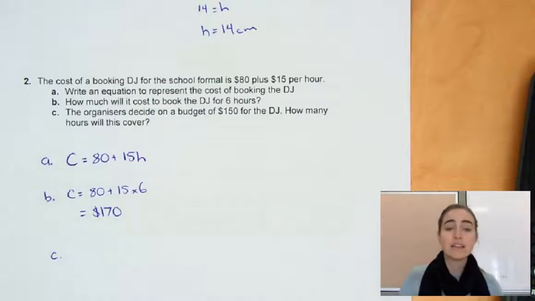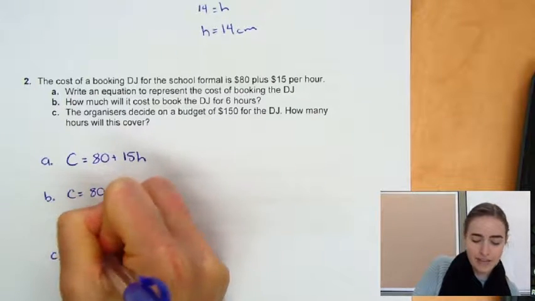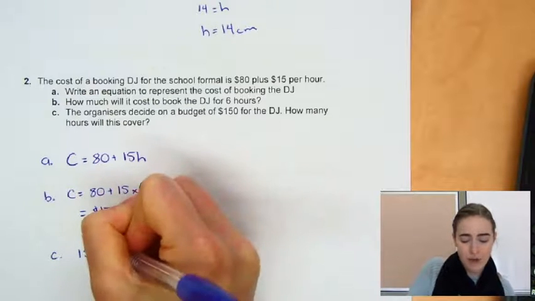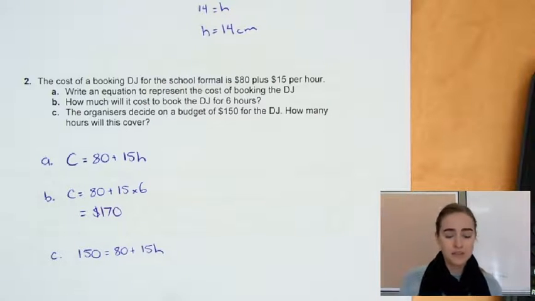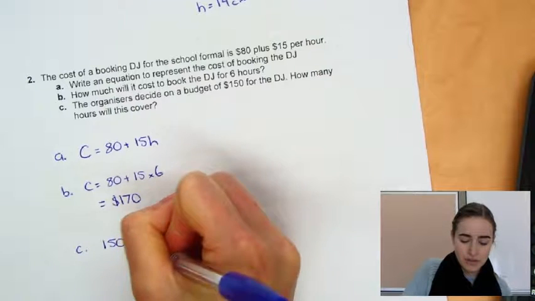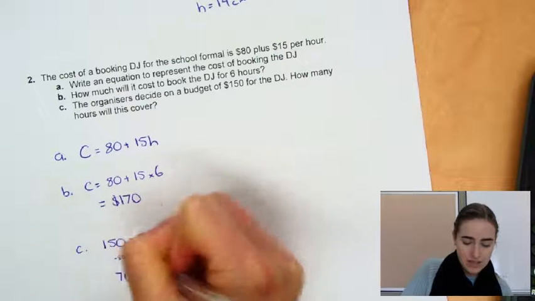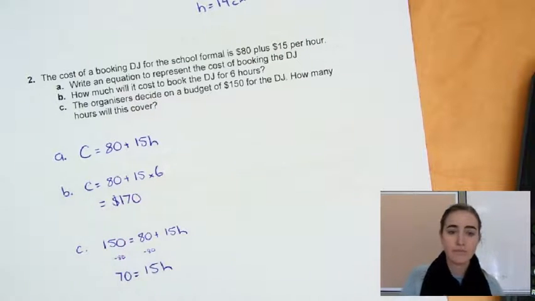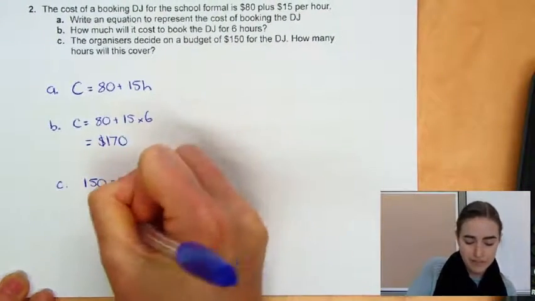Part C said the organisers decided on a budget of $150 for the DJ. How many hours will this cover? So we're going to put the 150 as the cost, and that's going to equal 80 plus 15 times the number of hours. We're going to have to rearrange this. So we'll subtract the 80 from both sides. We'll end up with 70 equals 15h. And then to get that h on its own, we're going to have to divide both sides by 15.